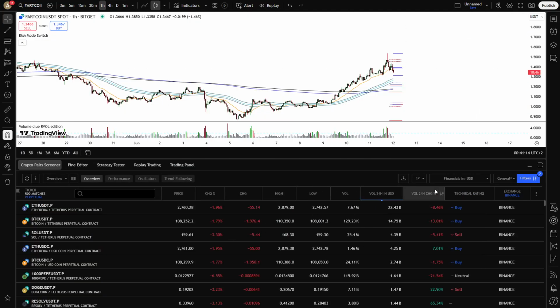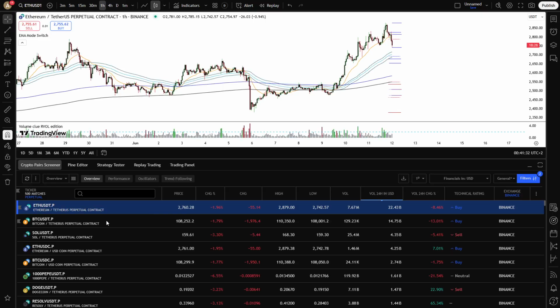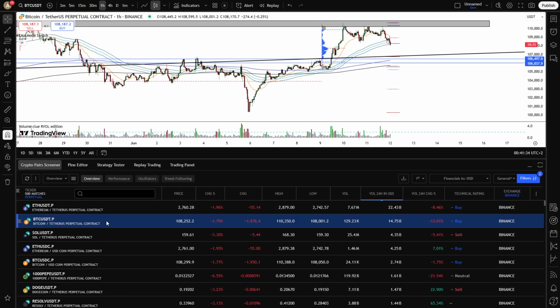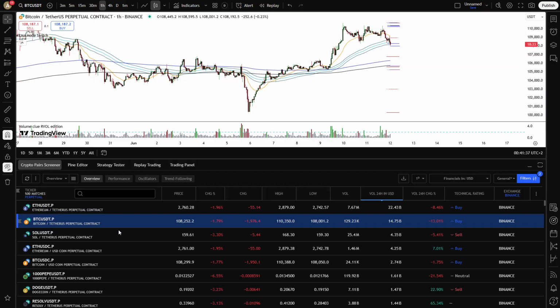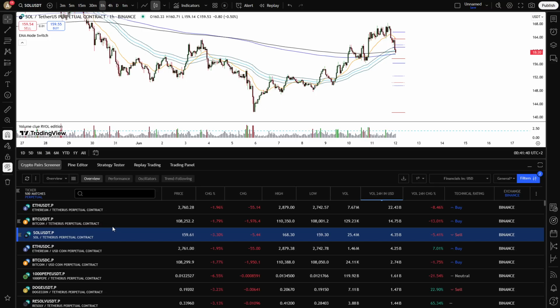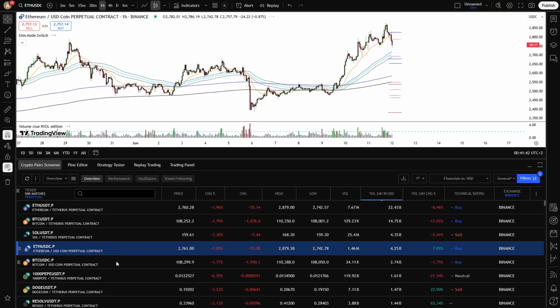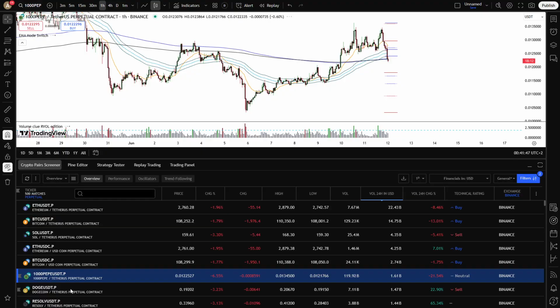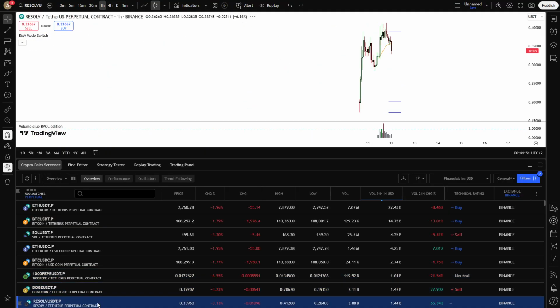So when we have these filters set, you already see this list popping up right here, and we see multiple pairs. And I currently have it filtered on the highest amount of volume in terms of dollars. Currently, that clearly is ETH, and right after is BTC. We also have SOL closely following it, and ETH USDC perpetual as well. The next ones are Pepe, Doge, and Resolve.